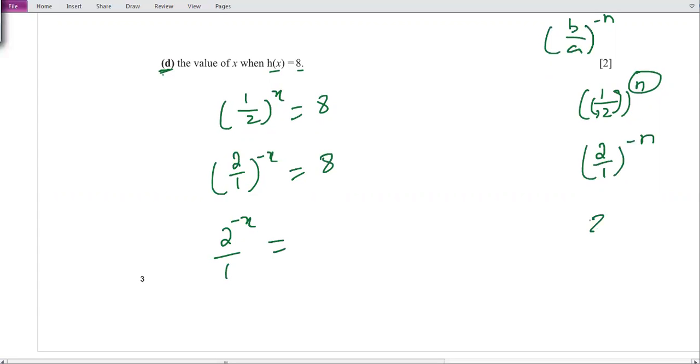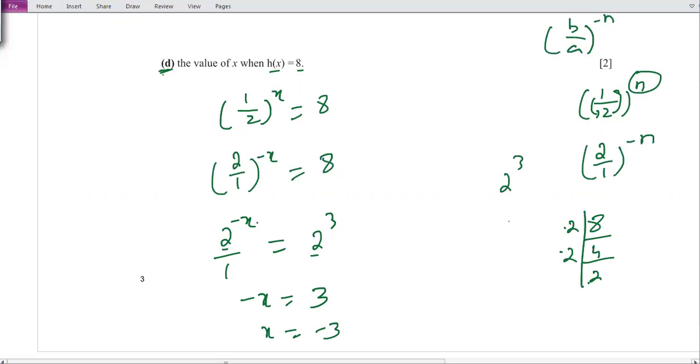Now, 8. Divide 8 by 2 because you have to make the same base. 4 again by 2. It means 8 I can write as 2 power 3. Because in place of 8 you can write 2 power 3. It is 2 by 2 by 2. Now on both sides you can see the bases are the same, so the powers should also be equal. Minus x will be equal to 3. So from here I will get x equal to minus 3, shifting minus 3 to the other side.